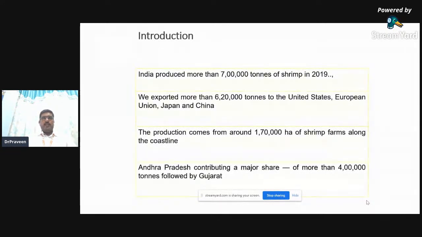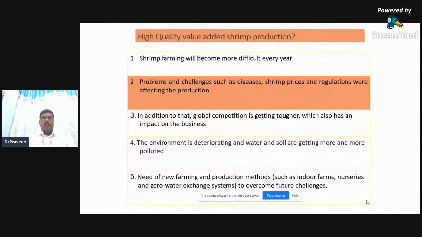In that, Andhra Pradesh contributes a major share of more than 4 lakh metric tons, followed by Gujarat, and some from Tamil Nadu, Odisha and other states also. Out of this total production, whether it is really qualitative or value-added shrimp is sometimes under doubt. Why? Because most of the countries are now thoroughly checking our Indian shrimp for antibiotics or any residues like that. So it's a big question now for farmers, particularly for the shrimp farming industry.